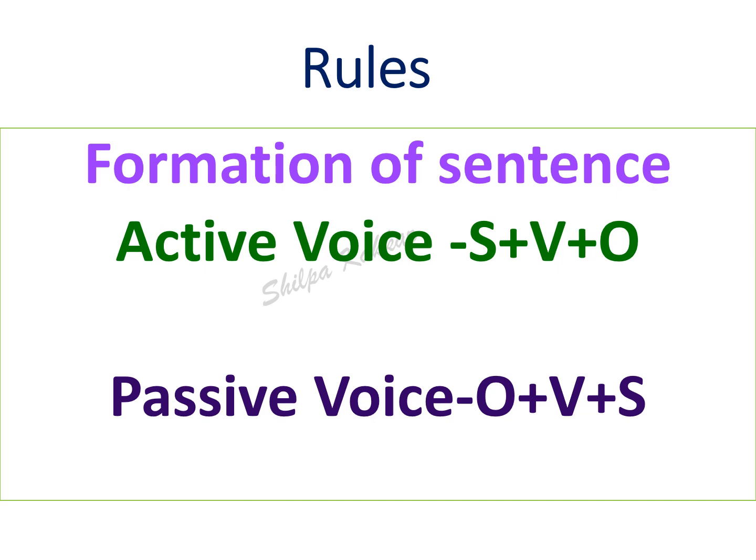Rules for the formation of sentence. In active voice, subject comes first, object comes last. Doer of the action comes first. In between subject and object, we have verb. So we divide the sentence into three parts: subject, verb, object.